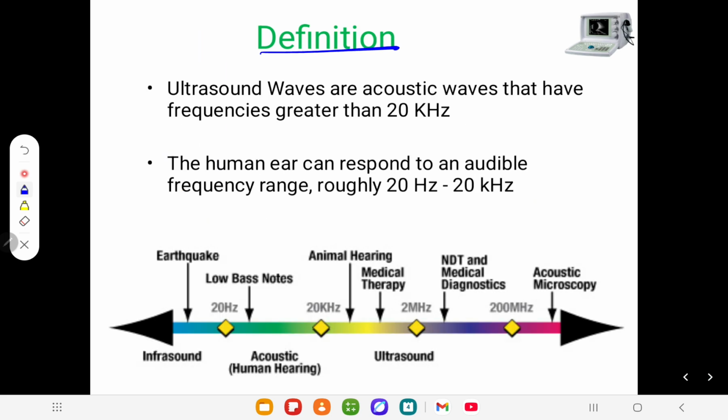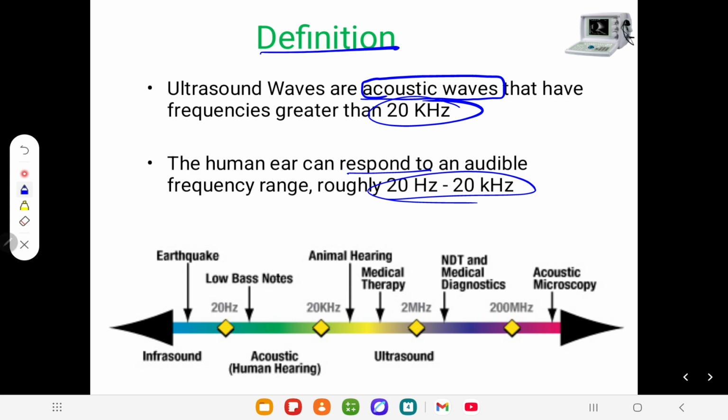The definition: ultrasound means basically ultrasound waves, which are acoustic waves. I think you know acoustic wave, isn't it? It's a mechanical wave, basically needs some media to transfer, and has a frequency of greater than 20 kilohertz. As humans we can respond to the audible frequency range from 20 hertz to 20 kilohertz. So above 20 kilohertz we can say ultrasound.